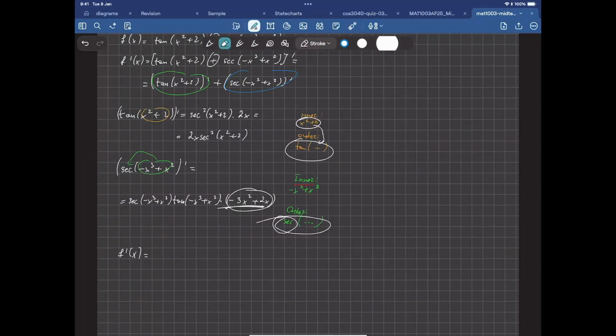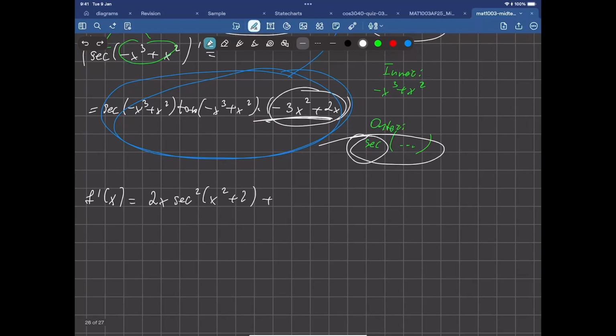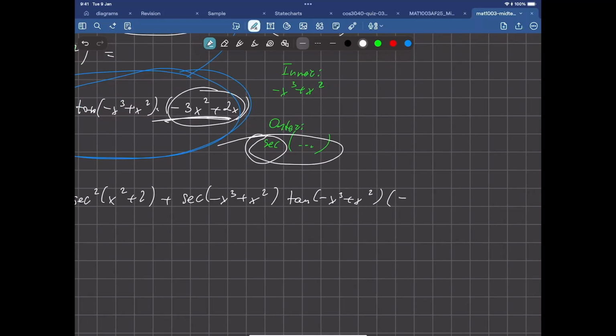So now for the derivative of f, the final value, what do we have? We found the derivative of the green part, right? And then we also found the derivative of the blue part, like that. So we just need to sum them, okay? So I'm going to copy this one first. It's 2x secant squared of x squared plus 2. And now I add whatever the blue part here is. This is a long one, but I'm just going to copy it this way. Secant of minus x cubed plus x squared times tangent of minus x cubed plus x squared times minus 3x squared plus 2x.